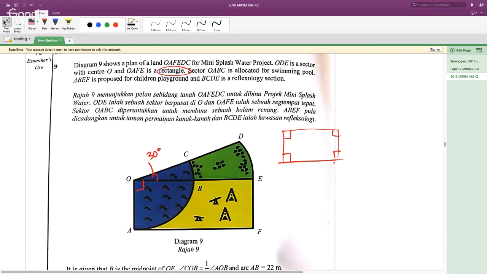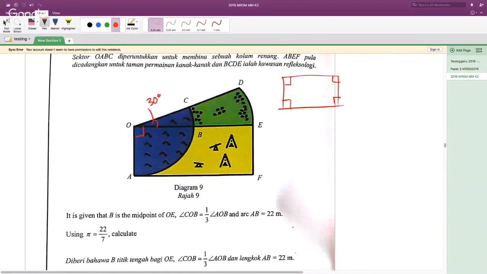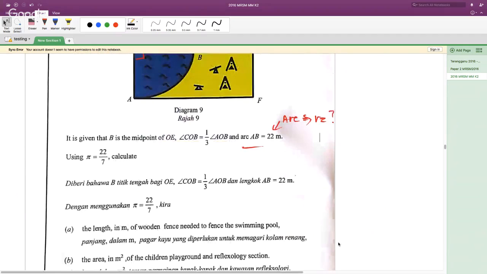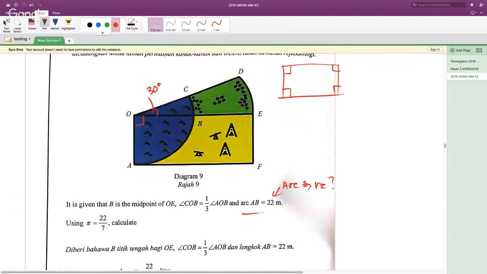Okay, let us come back to this question. The arc AB is 22 centimeter. The purpose of giving the arc length is to help us find the radius. Then, find the length of the wooden fence needed to fence the swimming pool. That means they are interested in fencing the swimming pool, so basically you need to find the perimeter of the swimming pool.